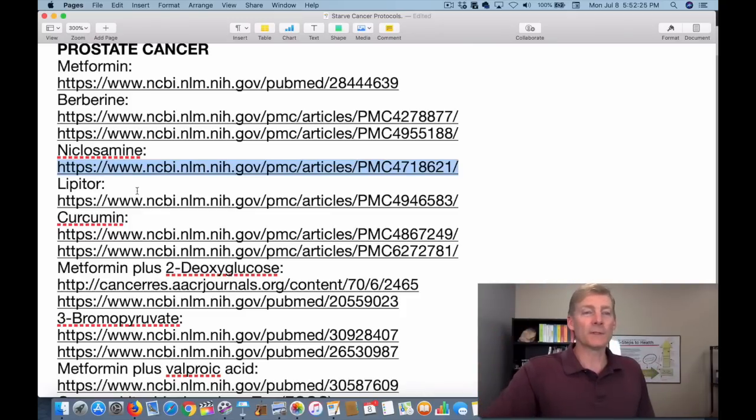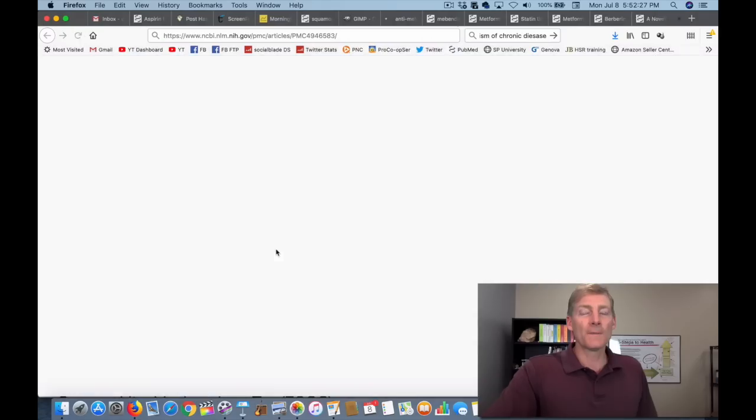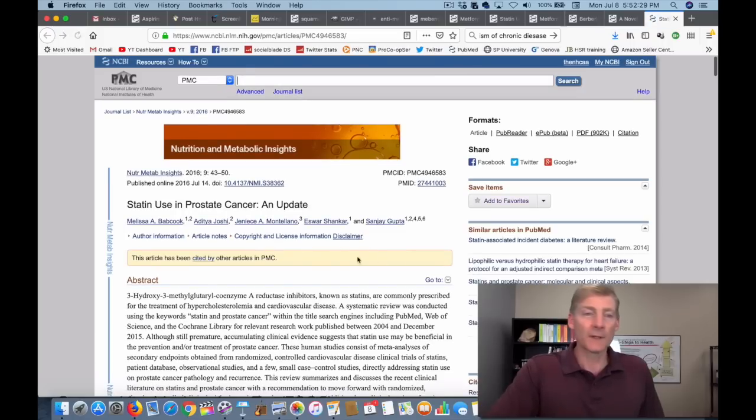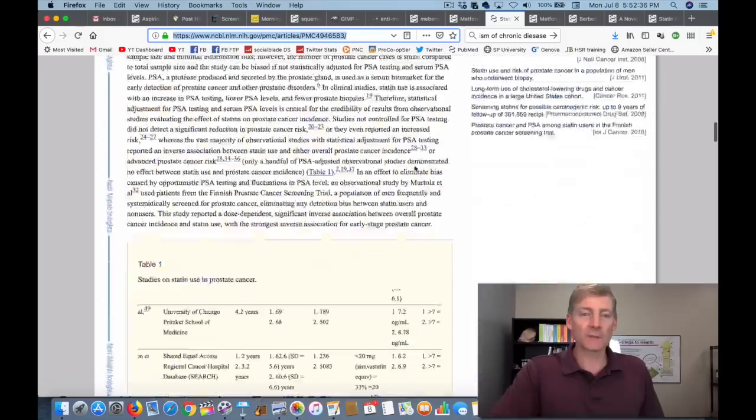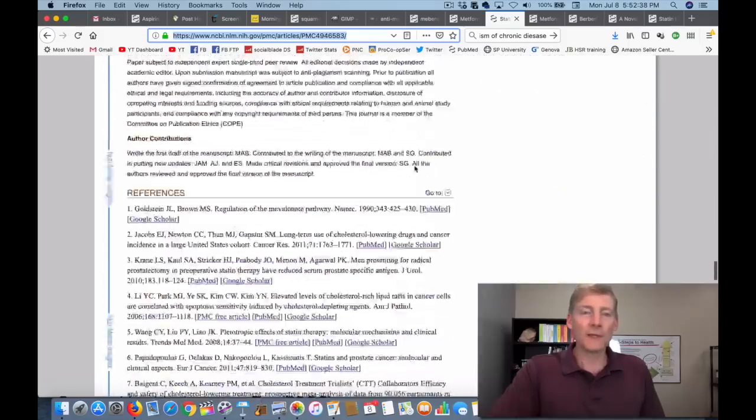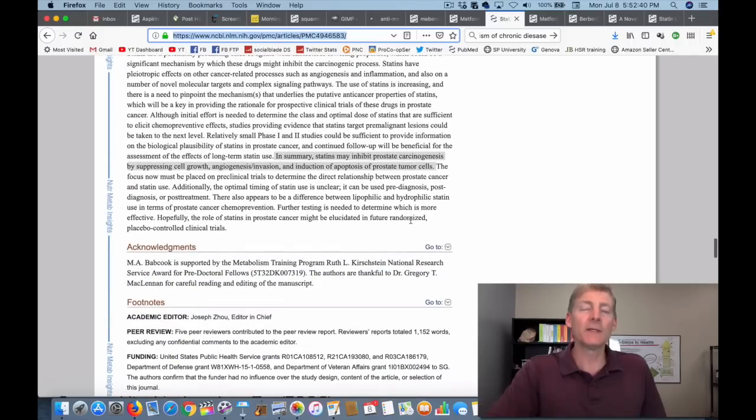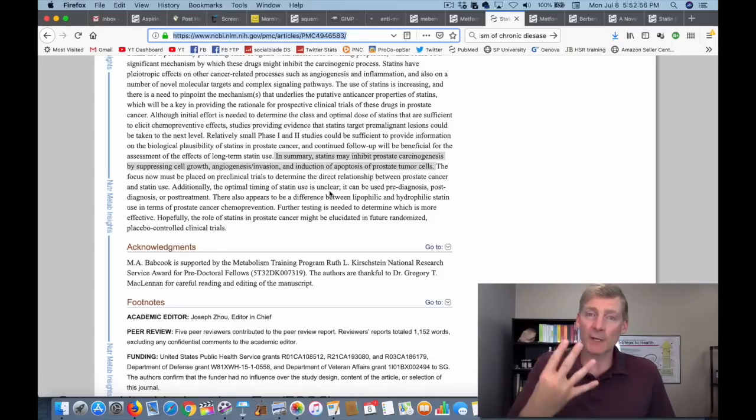All right, but look, if we click on Lipitor, it has a use regarding cancer. Statin use in prostate cancer, an update. So let's look at this study. I'm scrolling down, and there is a line in here that I highlighted. In summary, statins may inhibit prostate carcinogenesis by suppressing cell growth, suppressing angiogenesis and invasion, and induction of apoptosis. It does four things that are beneficial for men with prostate cancer.